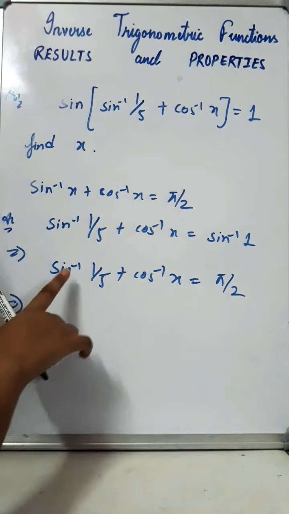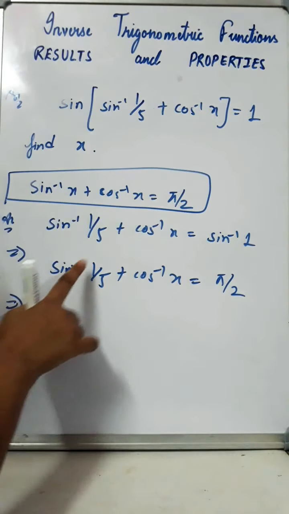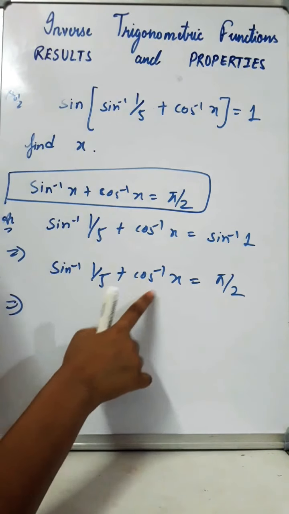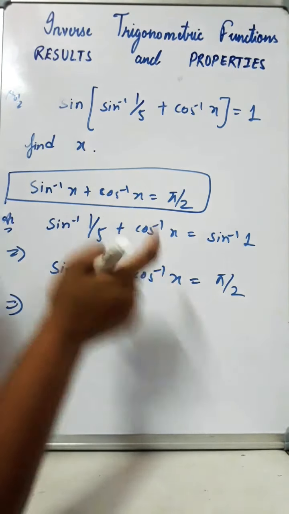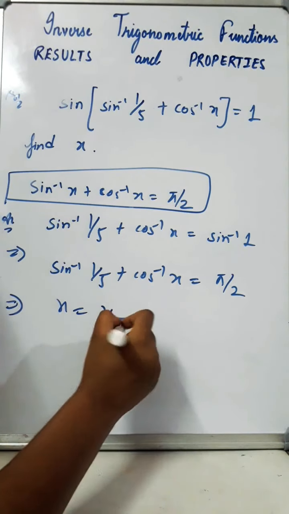Now use this property, right? You got sin inverse 1 by 5 plus cos inverse something is pi by 2. So x has to be what? x has to be 1 by 5 only. Compare this and you will get your answer.